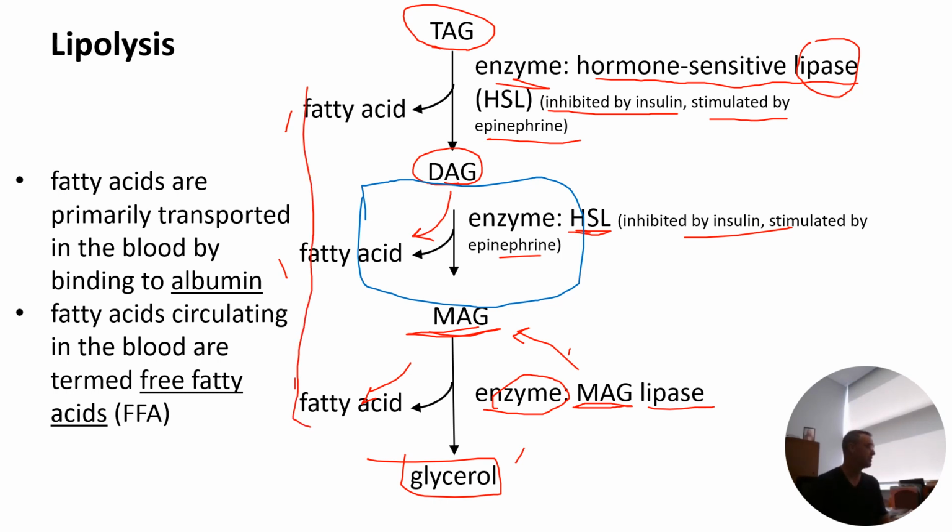Well, remember these fatty acids, they've been released. Well, they're going to be secreted into the blood and they can be transported again by binding to albumin. And here's where we define those free fatty acids, right? Fatty acids circulating in the blood. The glycerol is already generally water soluble, so we don't have to worry about it, right? It can already dissolve in the blood.